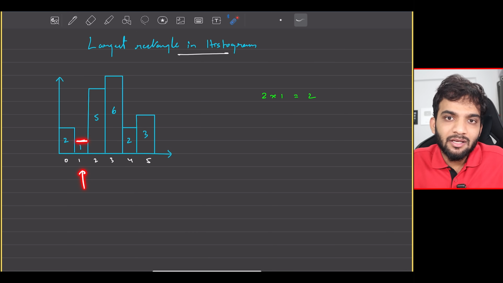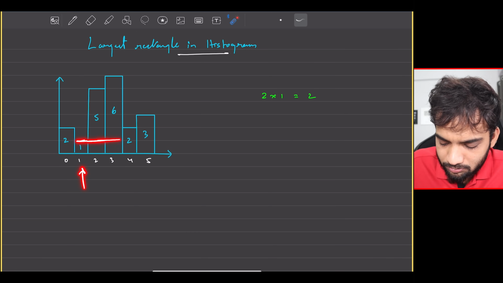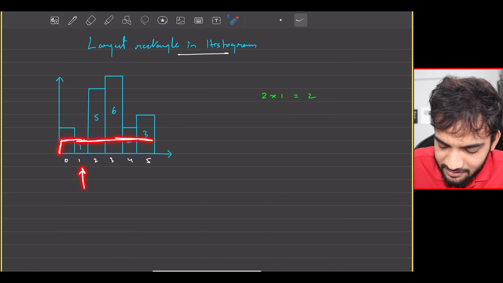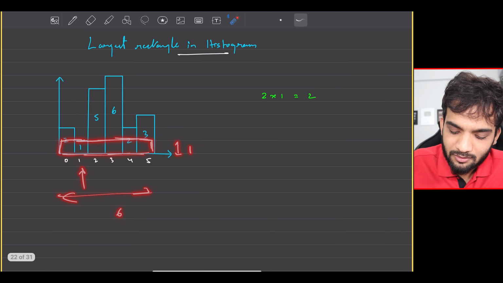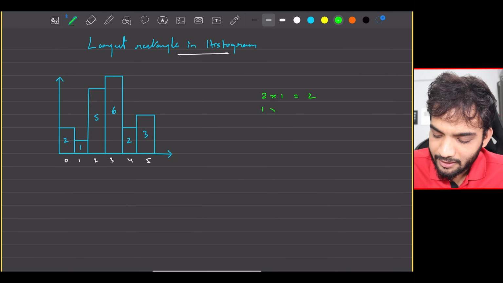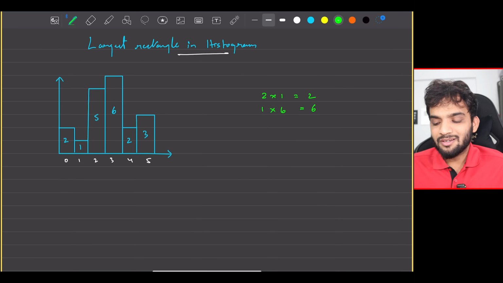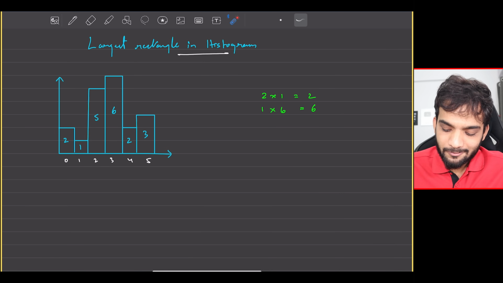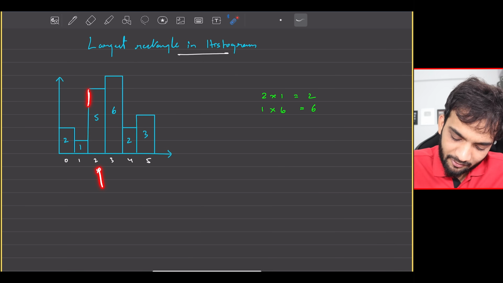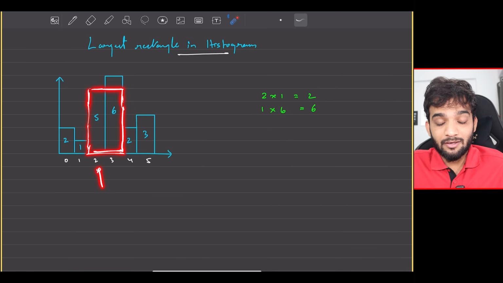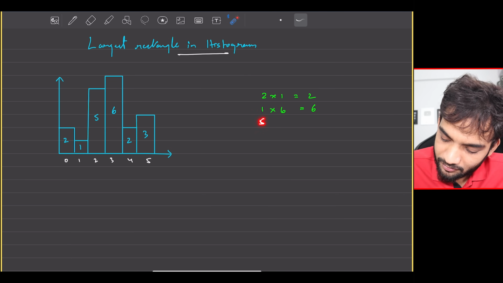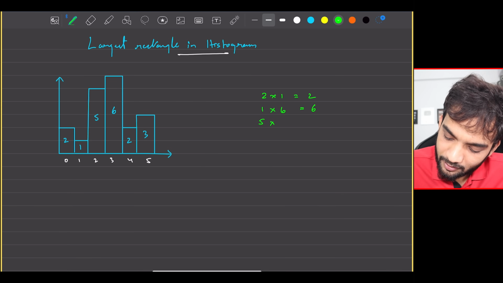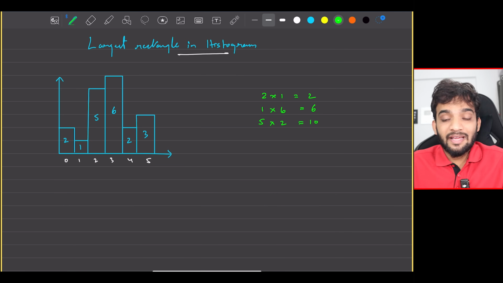Correct? And then when I go to 1 and I ask, what is the max rectangle you can form? He's like, okay, I can go till right and I can go till left. And this is the rectangle I can form, where this is 6 and this is 1. So I can do a height of 1 and a width of 6, which makes it a 6 area rectangle. I go to this one. I'm like, okay, I have a height of 5. I cannot go to the left, but I can go to the right. Thereby I can form this particular rectangle, which has a height of 5 and a width of 2, an area of 10.